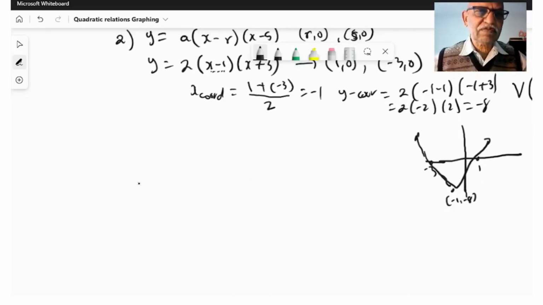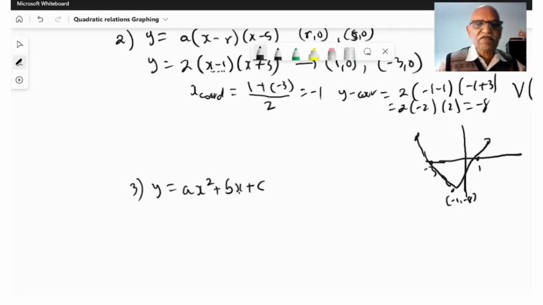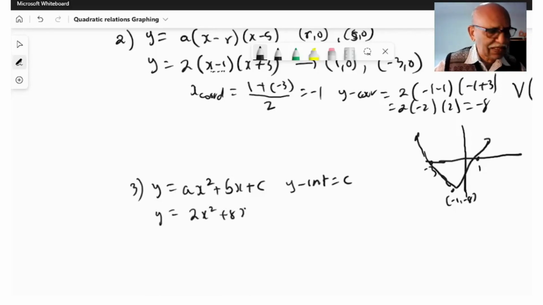The third kind of equation we have is when it's given in standard form, or general form, y equals ax squared plus bx plus c. In this standard form, we know only the y-intercept. Y-intercept is always the c, because when x is 0, c is remaining. So y-intercept is c. Now we have to find the vertex. Let's say an example. Y equal to 2x squared plus 8x minus 1. To find the vertex from standard form, I have to complete the square.